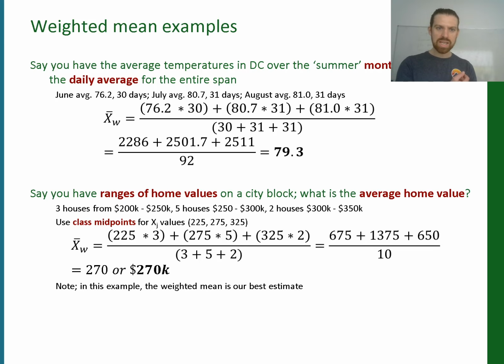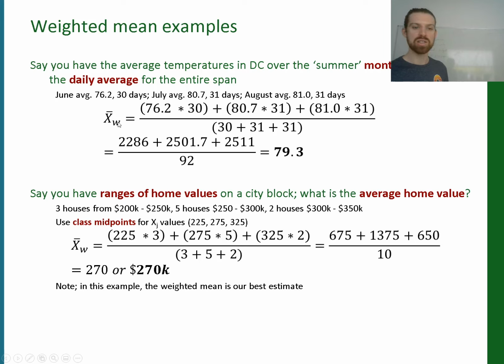So let's say that we have the average temperatures in DC over the summer months. So it's going to be hot, it's going to be humid, but maybe we want some kind of average daily understanding for this entire time span. So let's just say in June we have 76.2 Fahrenheit on average. We then have 30 days in that month. In July, let's say we've got 80.7 Fahrenheit on average, and we've got 31 days. In August, 81 Fahrenheit, 31 days.